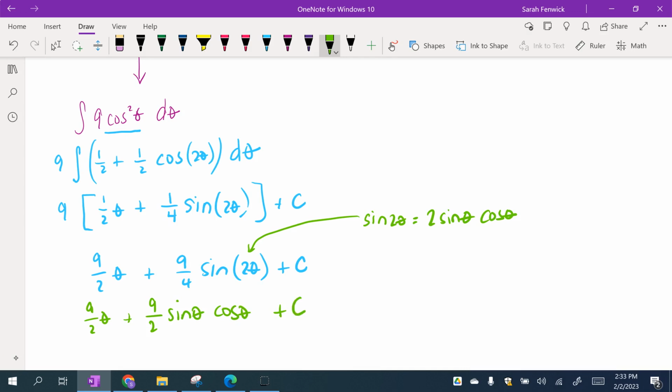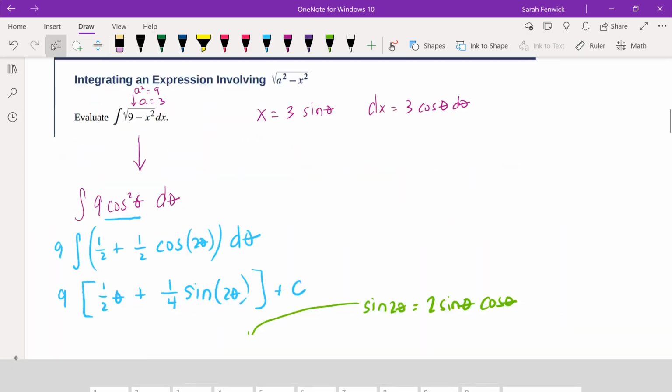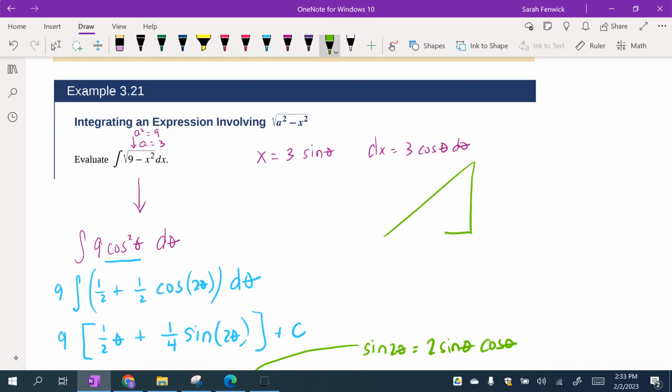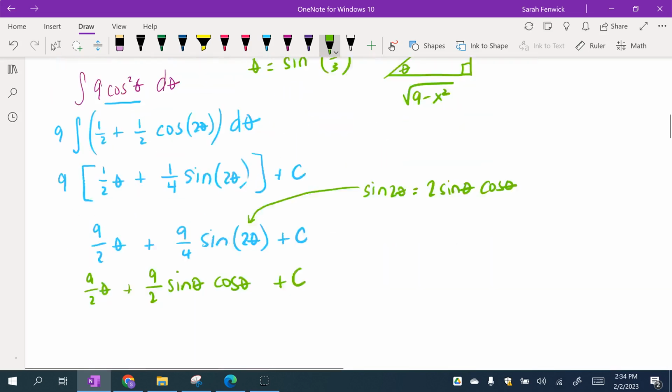Now we need to go back to everything in terms of x. So right here, remember theta's here, so that means that we have x here and 3 here, and here we have the square root of 9 minus x squared. If we want theta by itself using this, we'll divide by 3 and take the inverse. So sine inverse of x over 3. That's what's going to go in place of just theta.